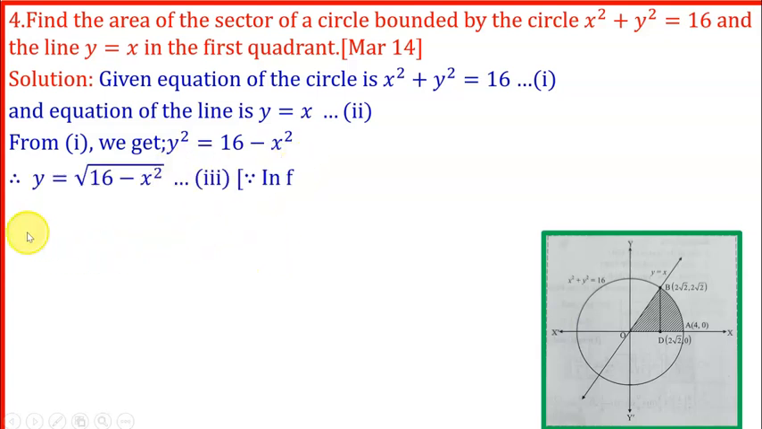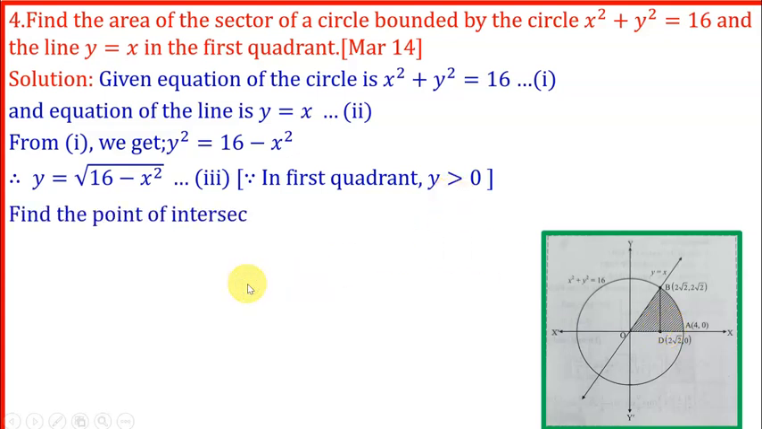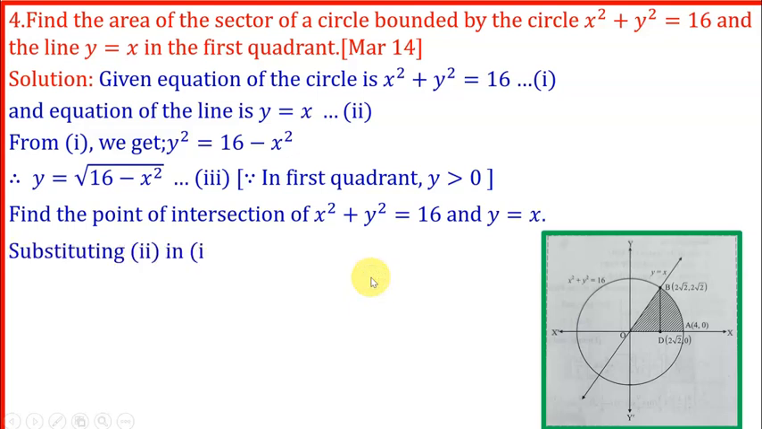Therefore, after taking its square root, you will get y equals root of 16 minus x square. Here we are taking the first quadrant, therefore y is positive. Now find the point of intersection of this circle x square plus y square and the line. Substituting y equals x in the equation of the circle.